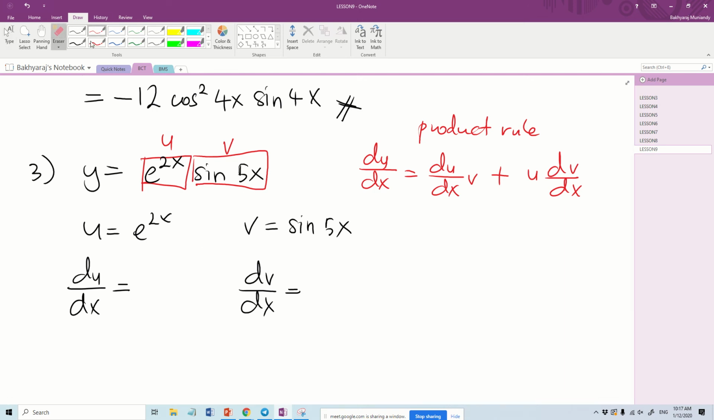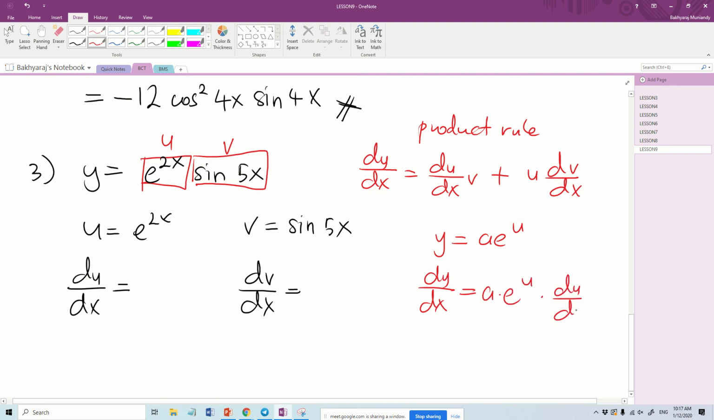Recall again. What is the formula for exponent? When you have y equal a exponent u, your dy dx, you get a dot exponent u du dx. Yeah, this is your formula. So for this you get 1 times exponent 2x and times by 2. So you get 2 exponent 2x, because your a is 1.